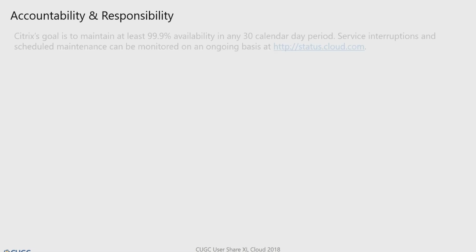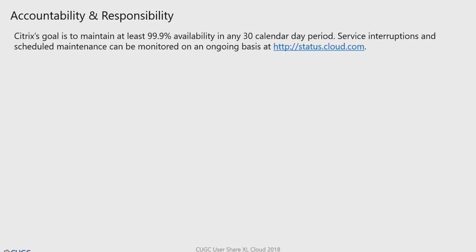You really need to determine a root cause and define the accountability for the event. Now, when you start getting into the hybrid or the public cloud scenario, things change a little bit. From Citrix's point of view, Citrix's goal, and Ron mentioned this, was 99.9% availability in any 30-day calendar day period. This is directly from Citrix's documentation.